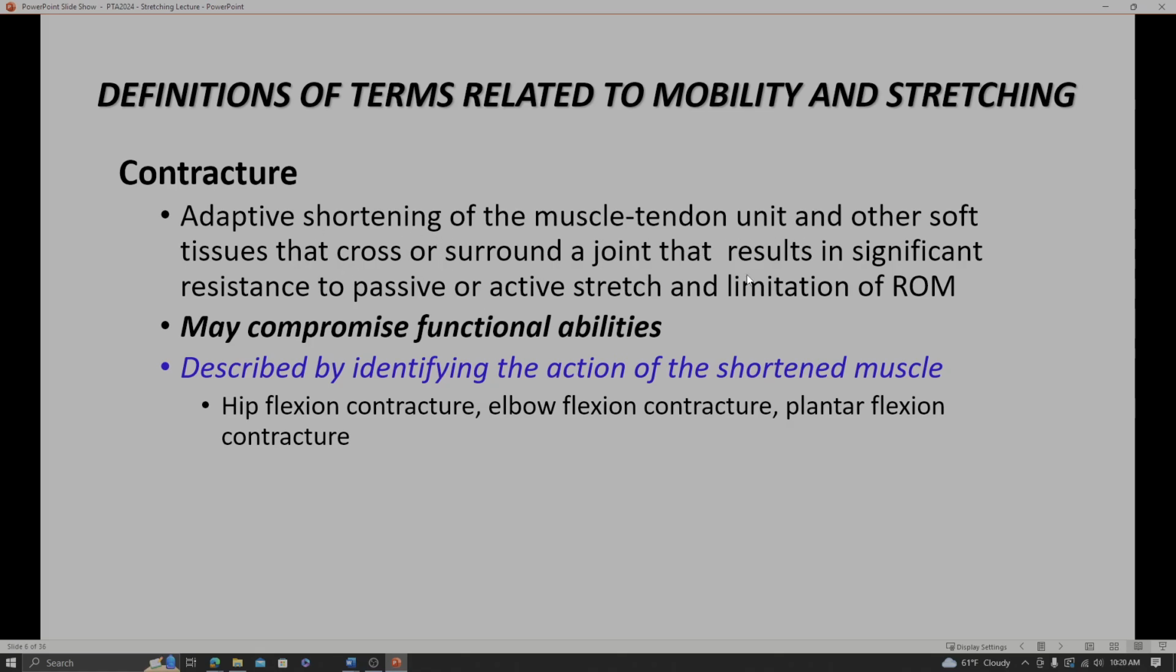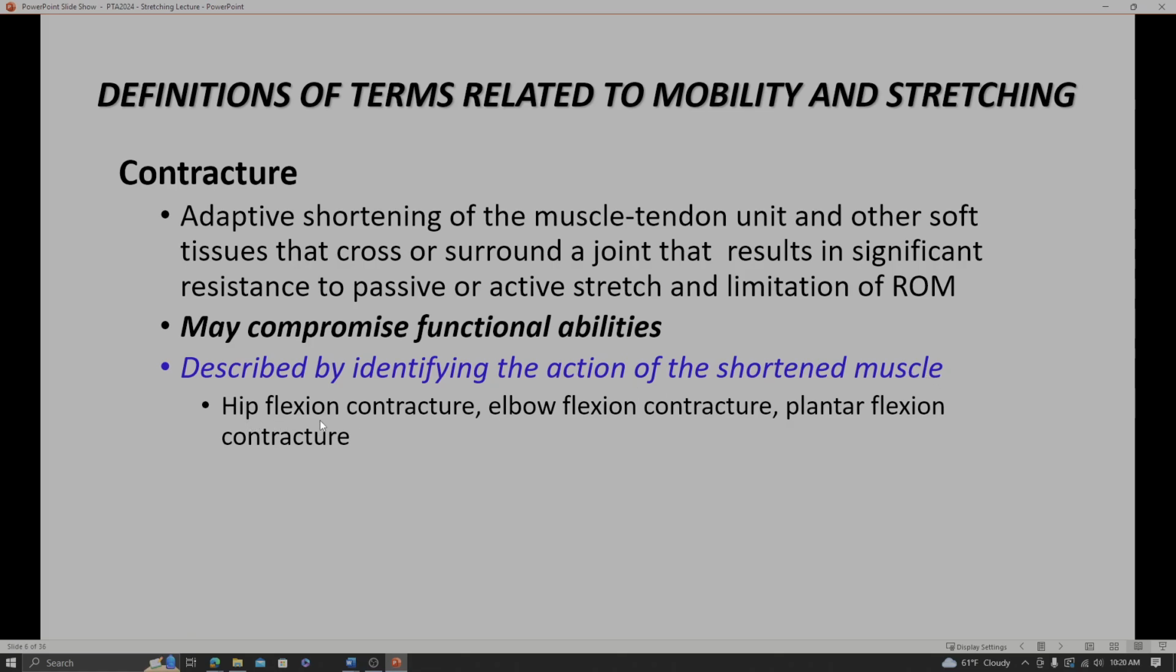Contracture is just an adaptive shortening of a muscular tendinous unit and the other soft tissues that cross and surround a joint that results in significant resistance to both passive or active stretching and limitations of range of motion. So there are different types of contractures. Definitely a contracture may compromise functional abilities, which is what we're concerned with. And they're always going to be named for identifying the action of the shortened muscle.